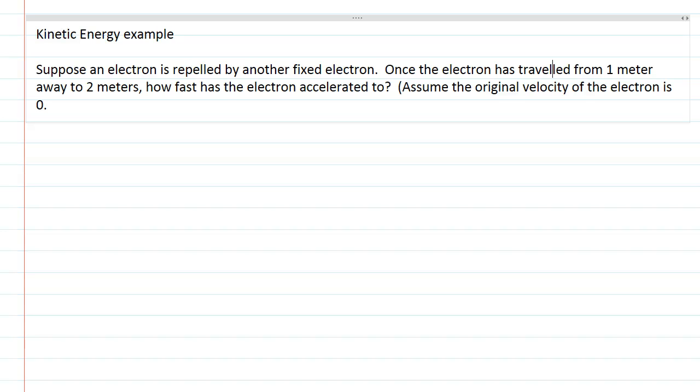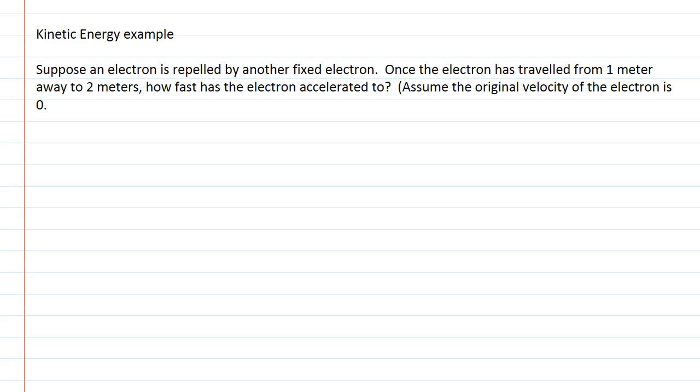Okay, so how do we use potential energy and kinetic energy with electrical forces? Suppose we have an electron that's just sitting there, but there's another electron that is being moved by the first one, and it's traveled from 1 meter away to 2 meters away, and we want to know how fast it would have accelerated to.